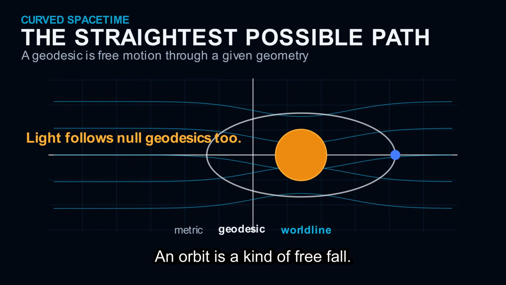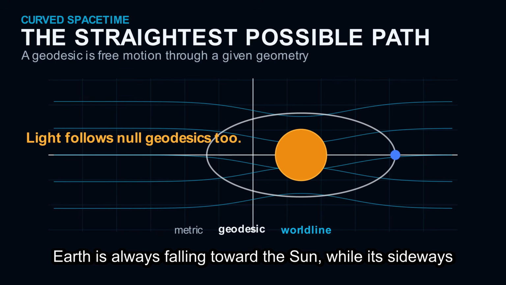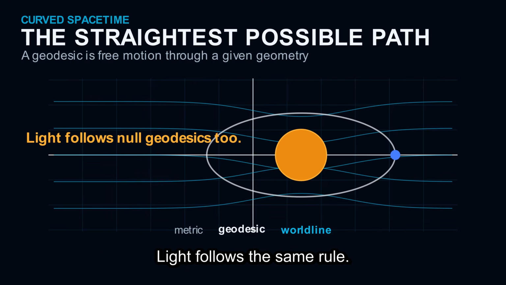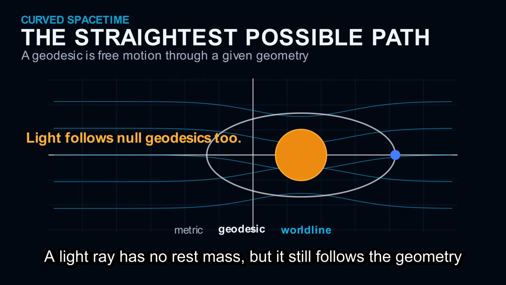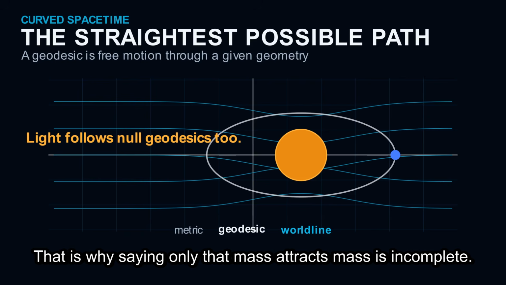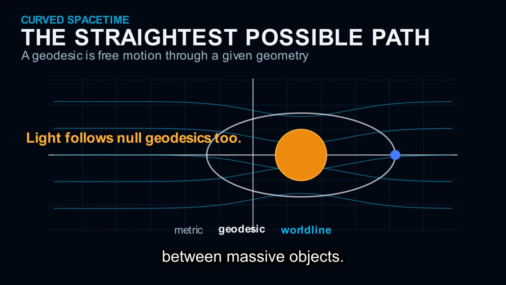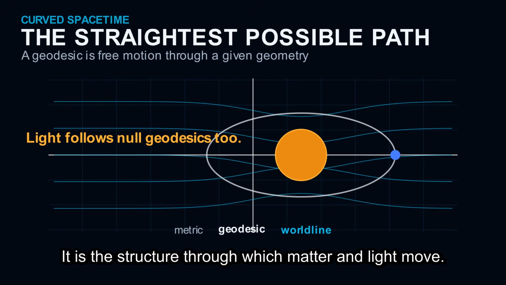An orbit is a kind of free fall. Earth is always falling toward the Sun, while its sideways motion keeps it from colliding with the Sun. Light follows the same rule. A light ray has no rest mass, but it still follows the geometry of spacetime. That is why saying only that mass attracts mass is incomplete. Gravity acts on light because gravity is not simply a force between massive objects. It is the structure through which matter and light move.